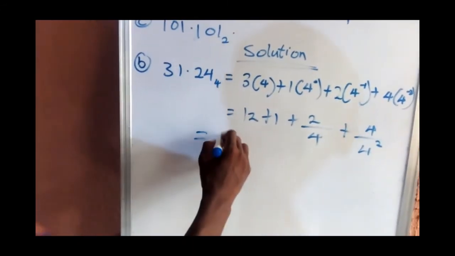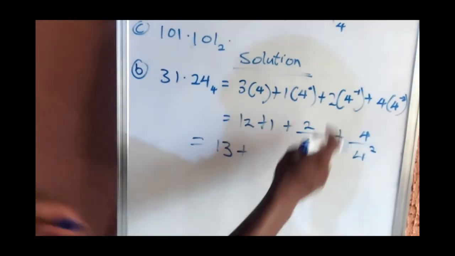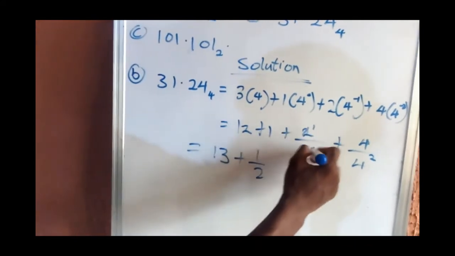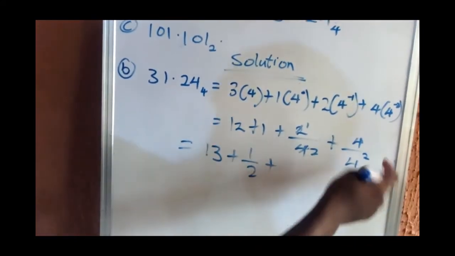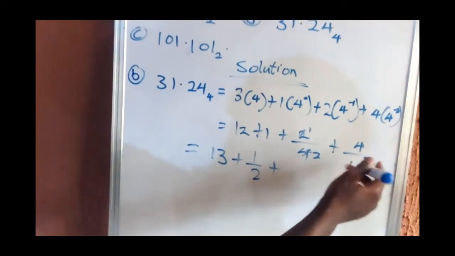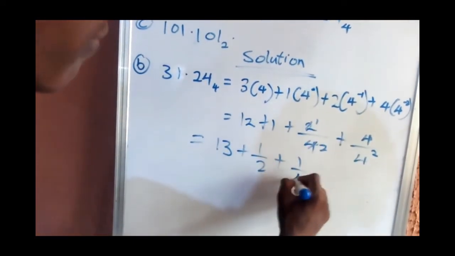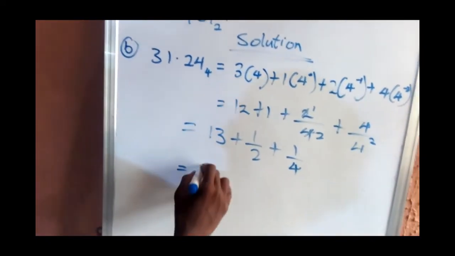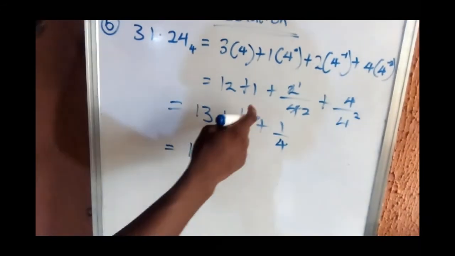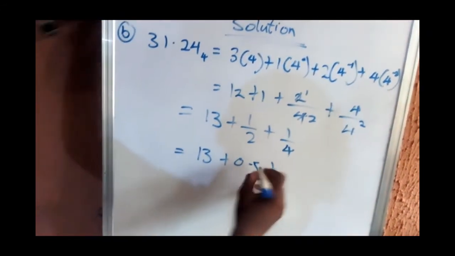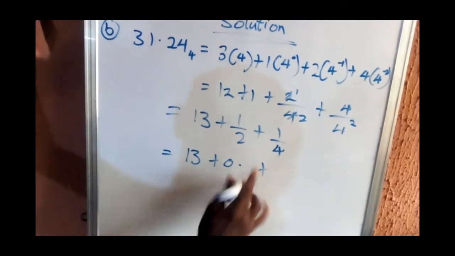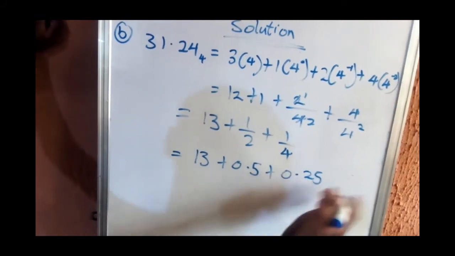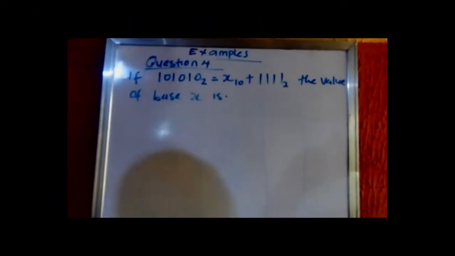12 plus 1 is 13. 13 plus this can also be referred to as 1 over 2, and plus, because this is also a power of 1, I can cancel 4 and get 1 over 4. I can just go straight to the point here. So this can give me 13 plus 1 over 2, which is 0.5, plus 1 over 4, which is 0.25. So I can add this together to base 10.